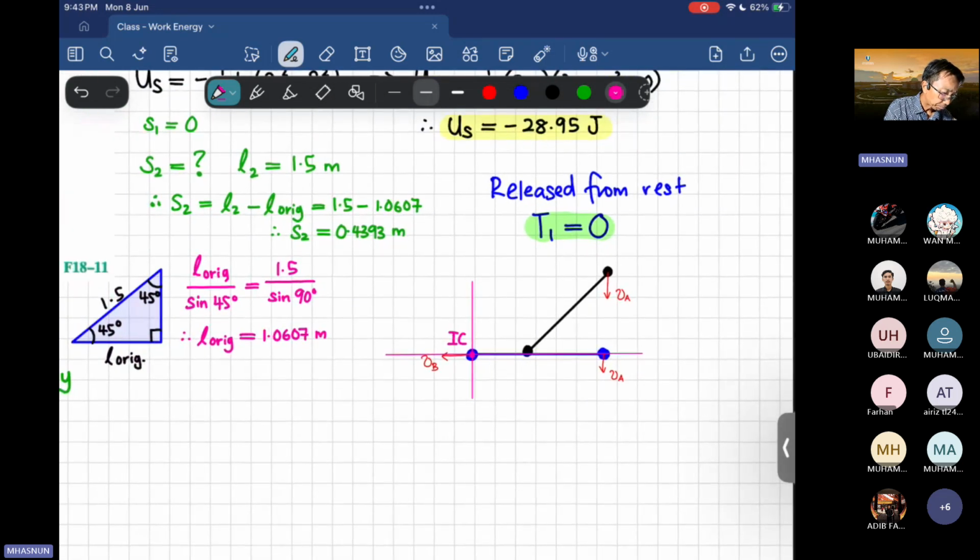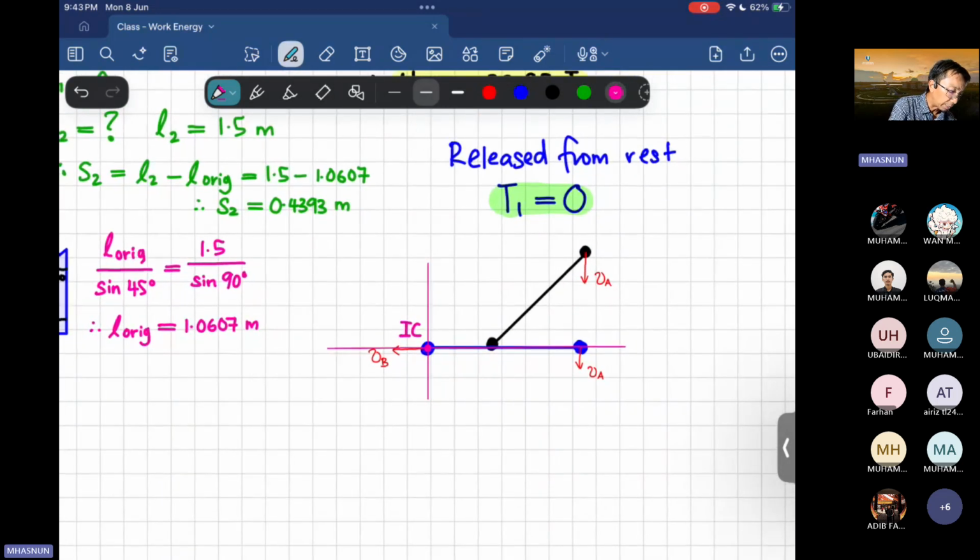Okay, so untuk memudahkan calculation T2, we will use the equation T2 is equal to 1 over 2 I_IC omega 2 square. In order to calculate I_IC, kita perlu calculate I_O dahulu. So we need to find I_O. So now, I_G bukan I_O. We need to find I_G.